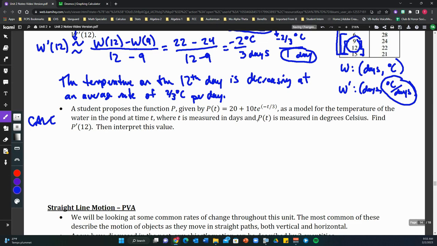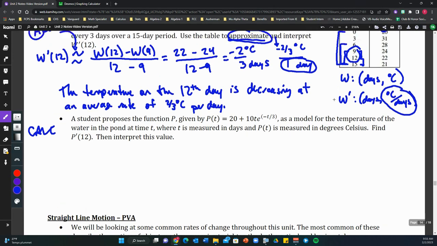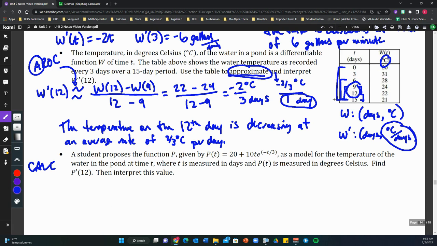So a student proposes the function p given by p of t equals 20 plus 10t times e to the negative t over 3 power as a model for the temperature of the water in the pond above. So go back to this guy at time t, where t is measured in days. So what that basically means is someone used a computer device. They plugged in these ordered pair points into a data table, and then the computer or calculator spit back out this model equation as a good and somewhat accurate fit for these data values.